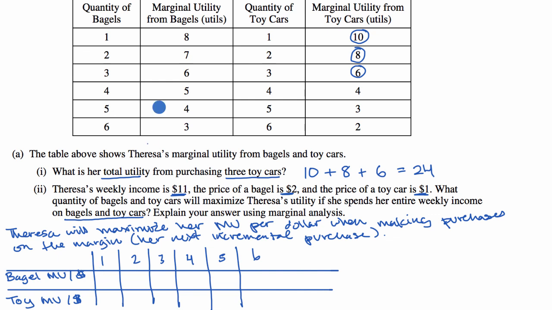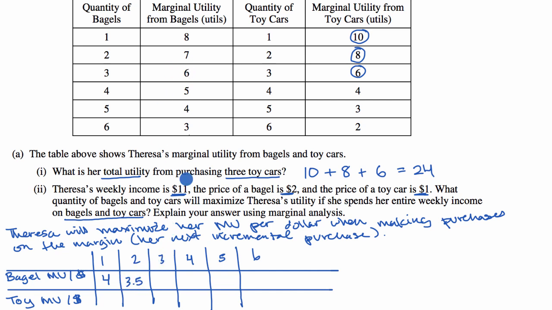So let's start with bagels. Bagels cost $2. So that first bagel, she gets 8 marginal utility units. Well, that's going to be 4 marginal utility units per dollar. 8 divided by 2. So that's 4 units per dollar. And then that second bagel, she gets 7 units, but it costs $2. So it's 7 divided by 2 units per dollar. So that's going to be 3.5.